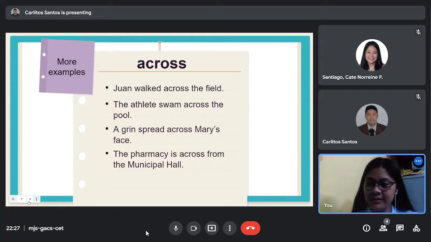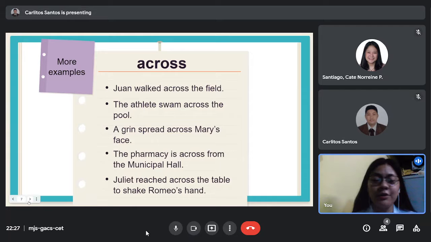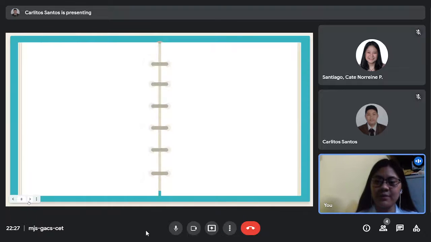The next one, please. Let me read the last two sentences for across for you. The pharmacy is across from the municipal hall. And then the last sentence: Juliet reached across the table to shake Romeo's hand. Again, we have here different examples of the word across. We use across for the movement from moving from one side to another. Then let's have the next preposition.